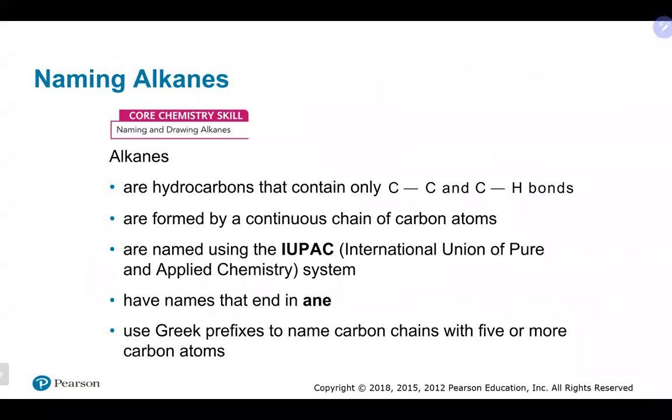Now, alkanes, as I mentioned, are hydrocarbons that only contain carbon-carbon bonds and carbon-hydrogen bonds. They are formed in a couple of different ways. They can be formed in a continuous carbon chain. And a continuous carbon chain is like it sounds like. It's just one carbon after another in a straight chain type of situation. Like this. And again, all these guys are hydrogens.